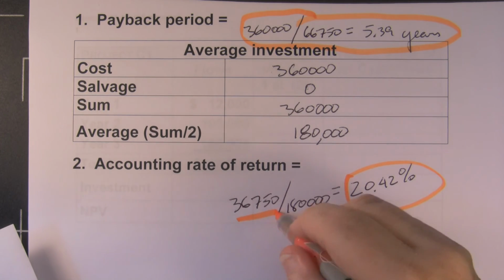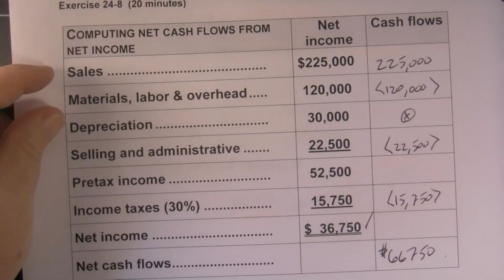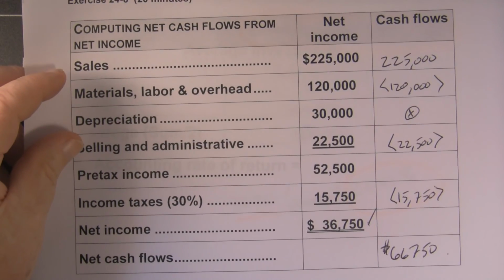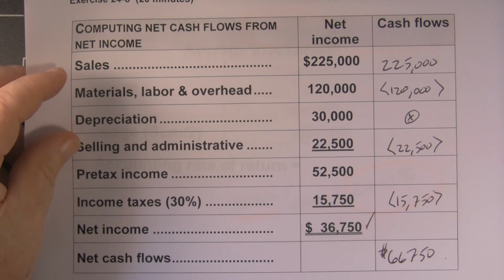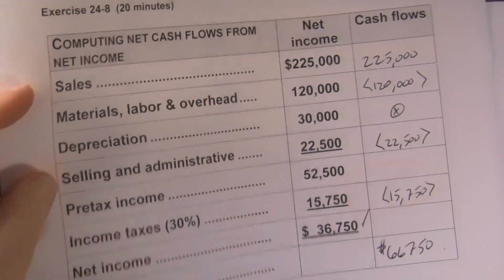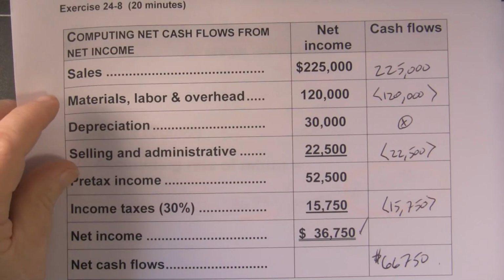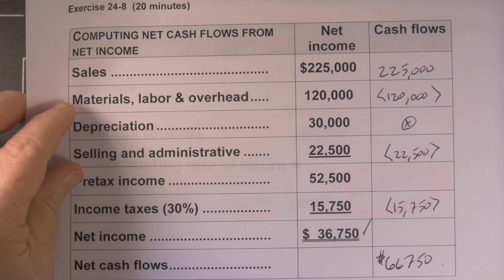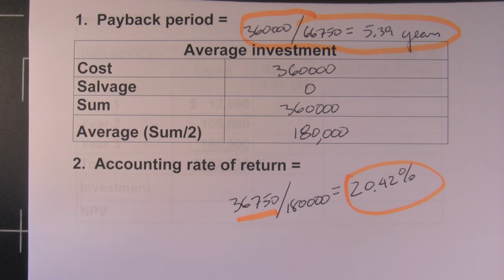Now, the things that you can screw up with this is for the income you can grab the cash flows and not the net income. That's a common error. The next common error is to forget to add back depreciation to the cash flows, but leave it in when you're looking at income. So, 24-8 payback period and accounting rate of return when you have an even stream or a regular stream of cash flows.